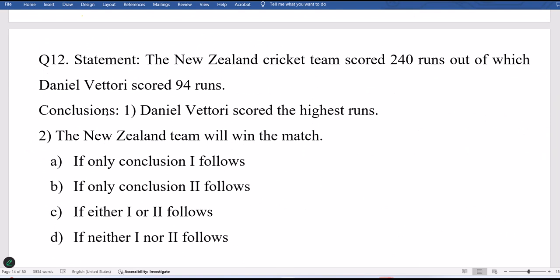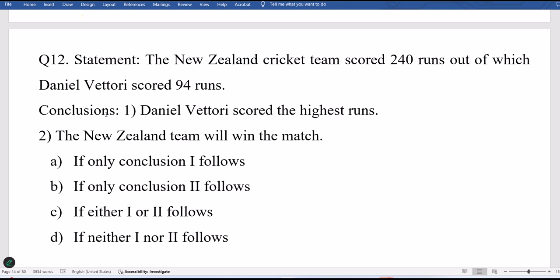Here, this is again statements and conclusions. The New Zealand cricket team question. Some cricket-related knowledge is required to answer this question, but I think you can still handle this. It's not typical cricket-related things, it's basic only. See this properly, what they gave in the question.